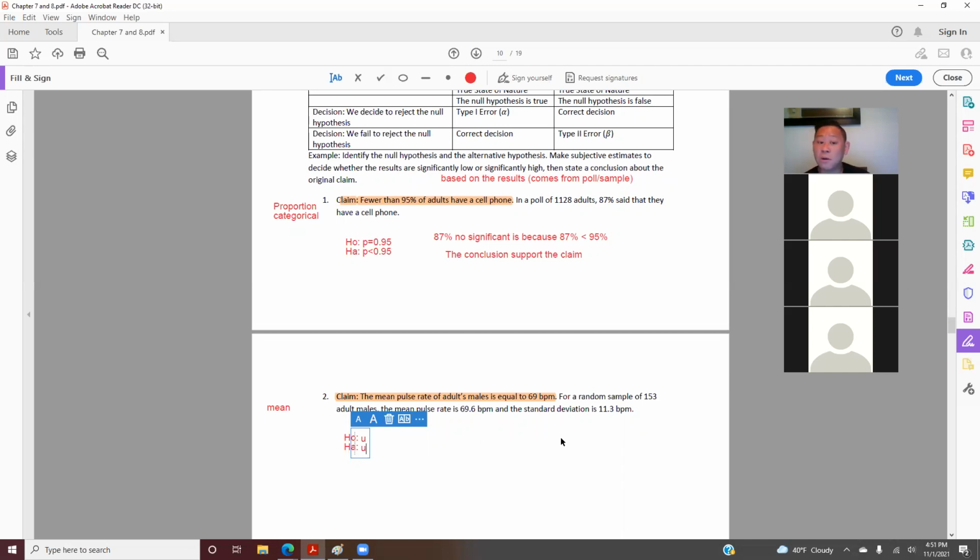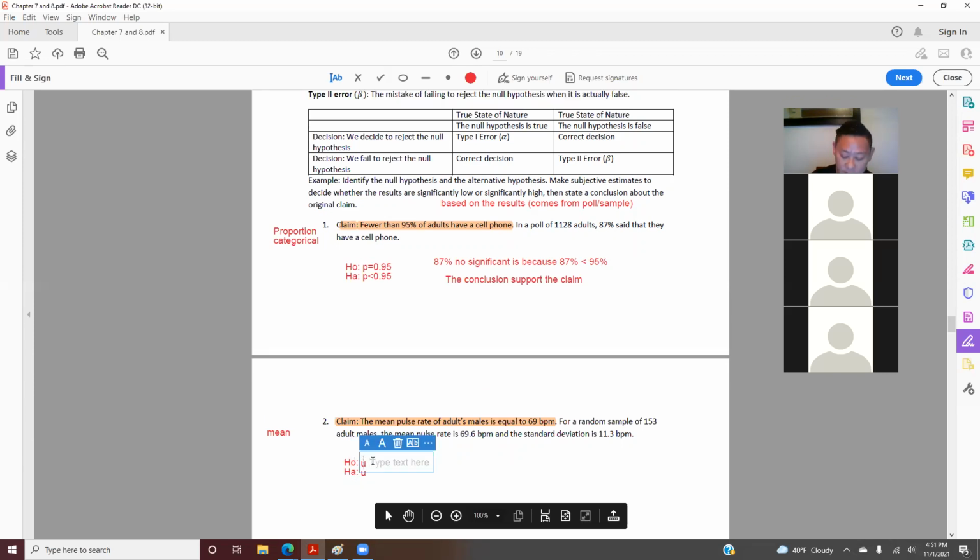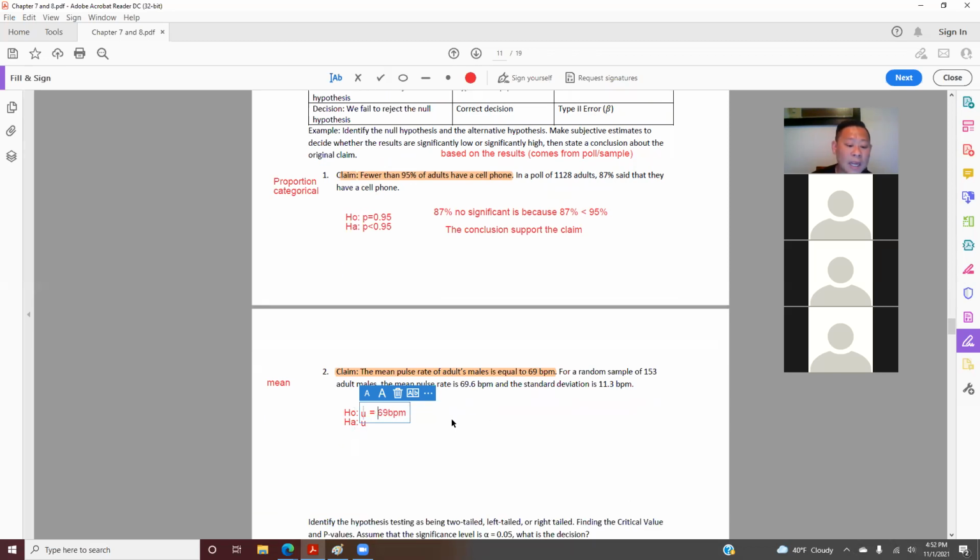Should we put this in H0? Should we put this in HA? Equal to, and don't forget, H0 is always what symbol? And HA is always what symbol? So what do you put equal to 69, H0 or HA? Anyone? Grace? Isn't it H0? Yep. So again, class, H0 is always equal to something. So it's 69 BPM. So what will be the H1, HA in this case?